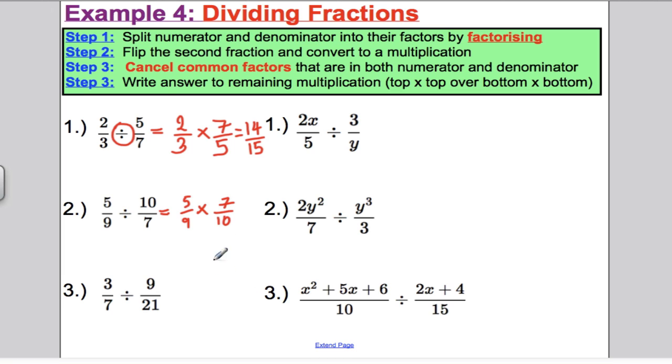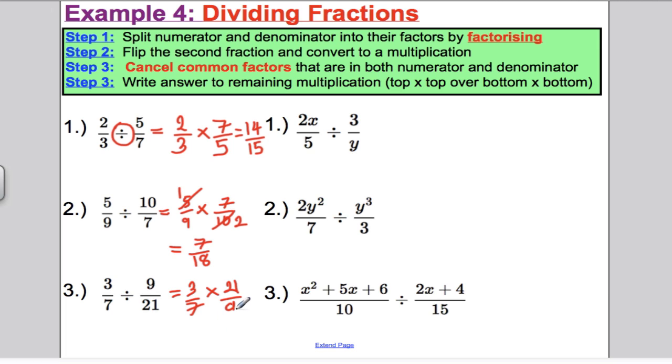Before we launch into it, anything we could cancel? Well, there's a 5 in both these here. If we cancelled the 5 out, we would get a 1 on top and a 2 on bottom. So now we've got 7 times 1 over 9 times 2, which is simply 7 over 18. Nice and simple.